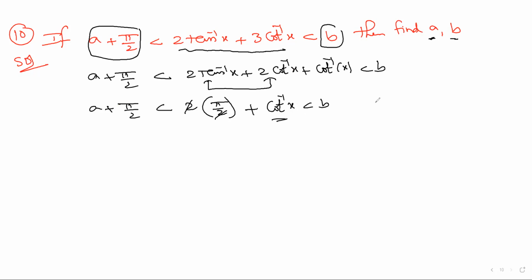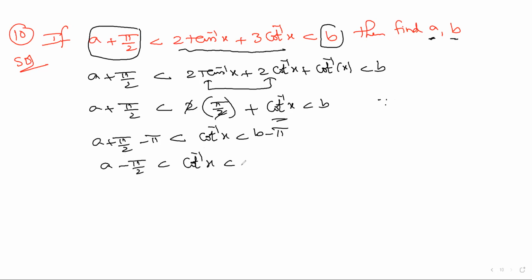Okay, first find out the range of cot inverse x. Here pi is there. Now subtract pi from each value. Here a plus pi by 2 minus pi less than cot inverse x less than b minus pi, here pi cancelled. Here a plus pi by 2 minus pi, how much value? Minus pi by 2. A minus pi by 2 less than cot inverse x less than b minus pi. Let us take this as equation 1.